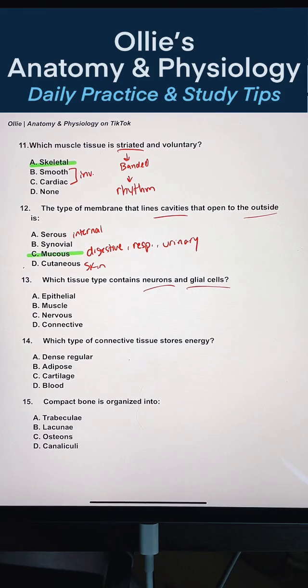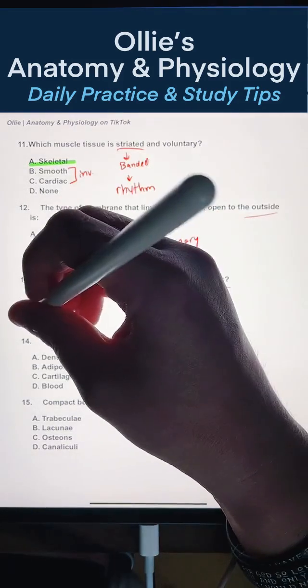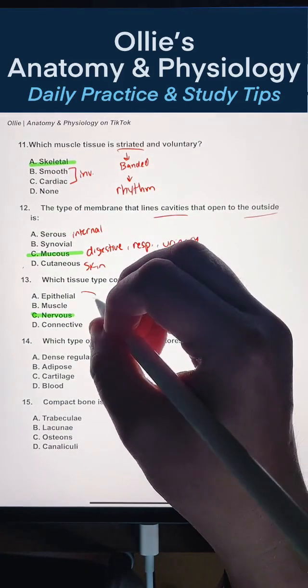But number 13, the answer is C. It is nervous tissue. Remember that these are the four big types of tissues.